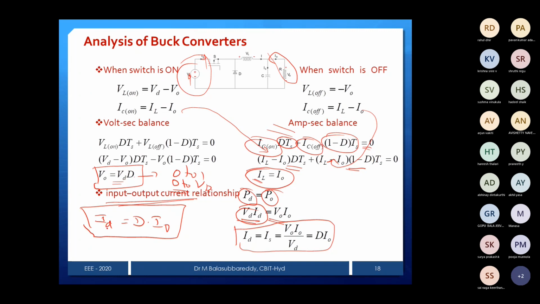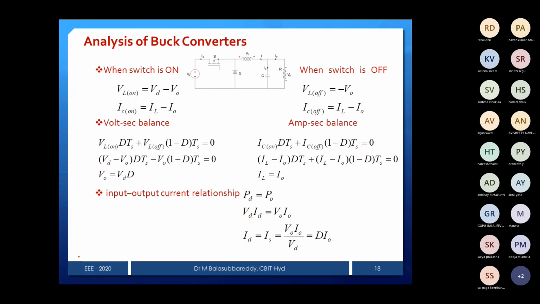Here, this is the input side, meaning the input current is equal to D times the output current, whereas the output voltage is equal to D times the input voltage. What is this relation? It seems to be transformer action. What is the transformer? In our AC transformer, V2 by V1 is equal to I1 by I2, that is equal to K. Same.